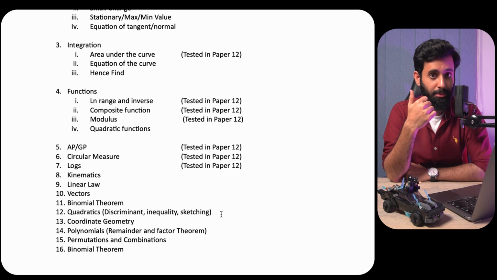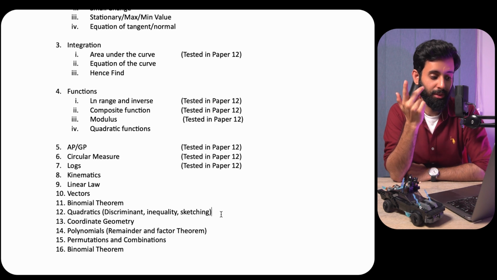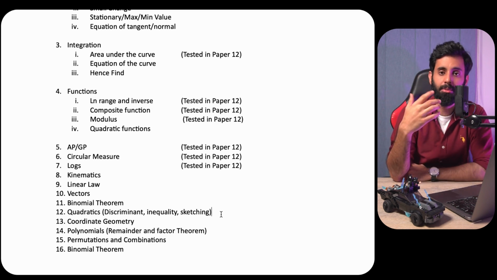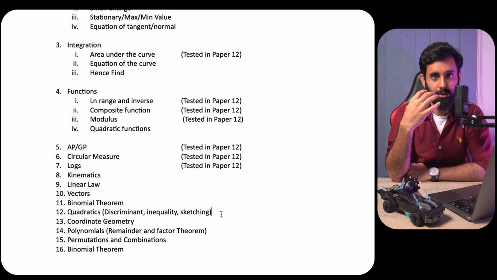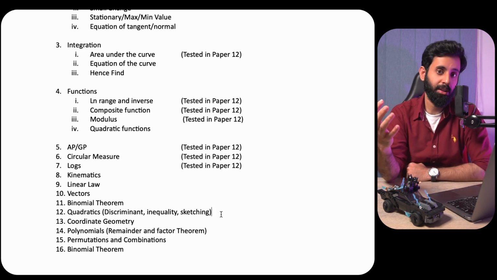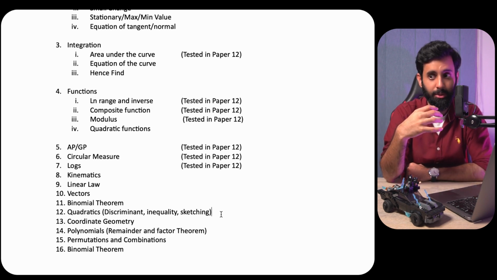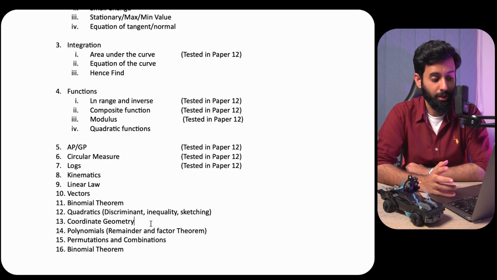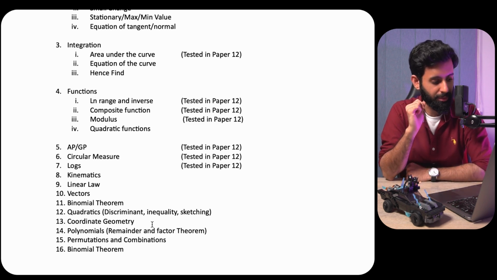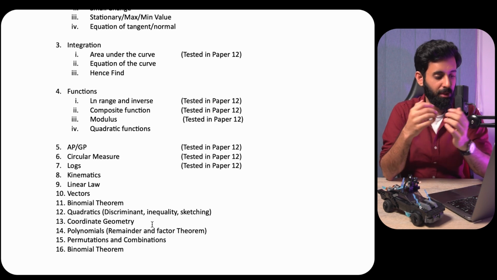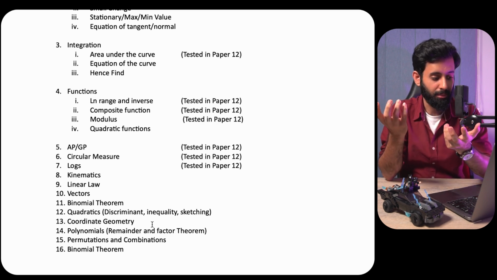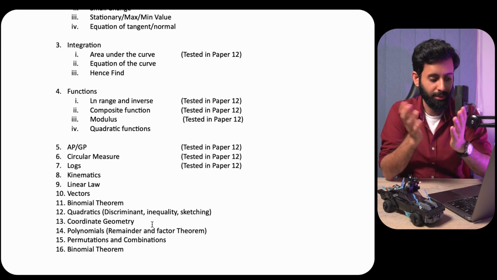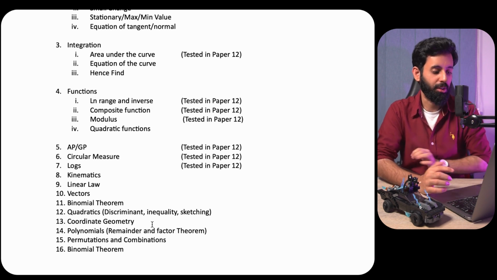Quadratics, so I'm talking about the discriminant over here. I'm talking about sketching a quadratic curve, and also inequality. You know how sometimes the question is such that you apply the discriminant, which then leads to a quadratic inequality, or sometimes you have a question where you straight away have to solve a quadratic inequality. So I'm expecting something like that in paper 2. Coordinate geometry, so I'm definitely expecting a thorough question of coordinate geometry in paper 2. Maybe they might end up linking it up with some other topic. I don't know. Let's see what happens. But yeah, this is definitely a topic that you need to focus on.